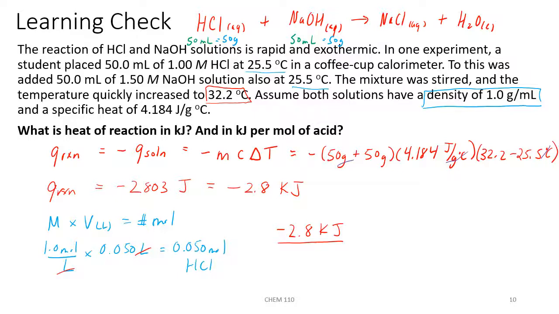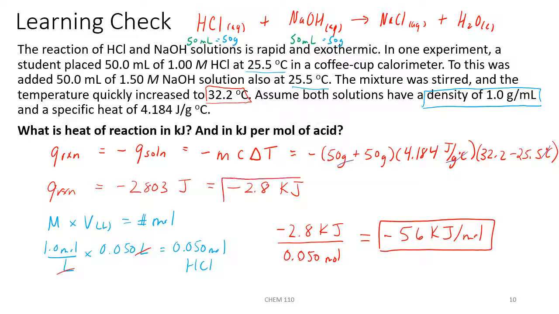Negative 2.8 kilojoules divided by 0.050 moles of our acid will give us approximately negative 56 kilojoules per mole.